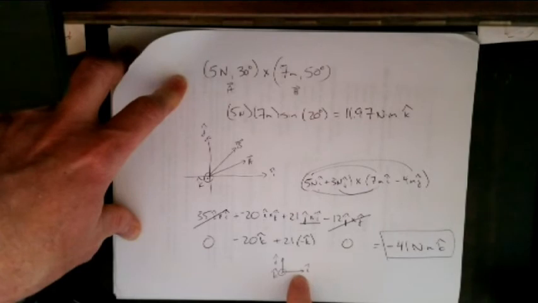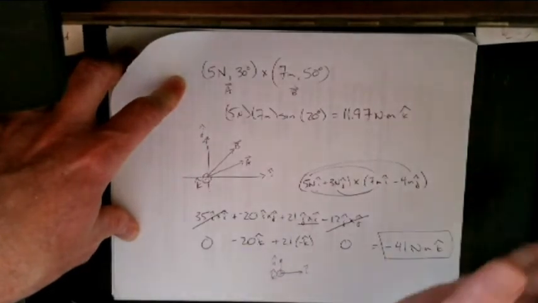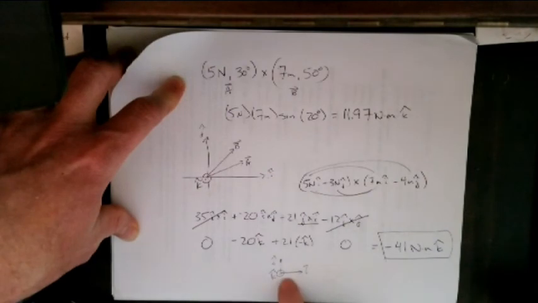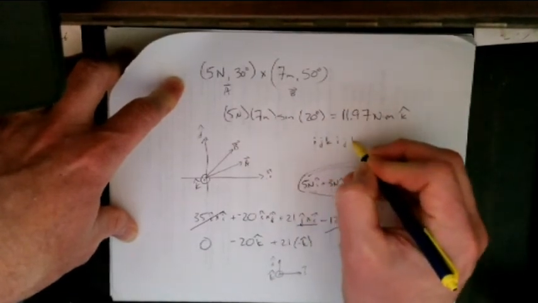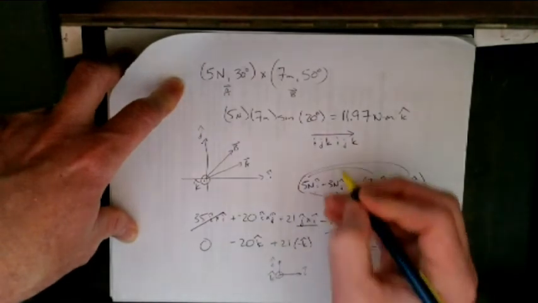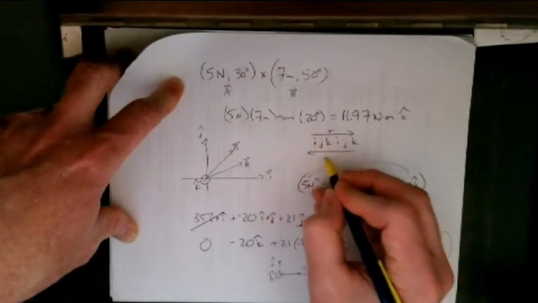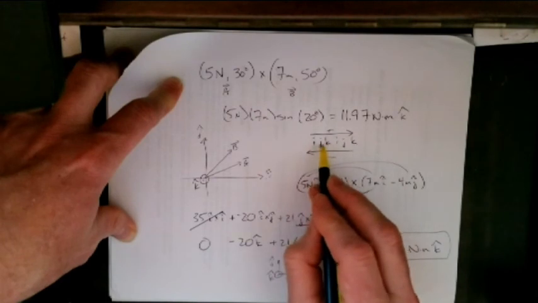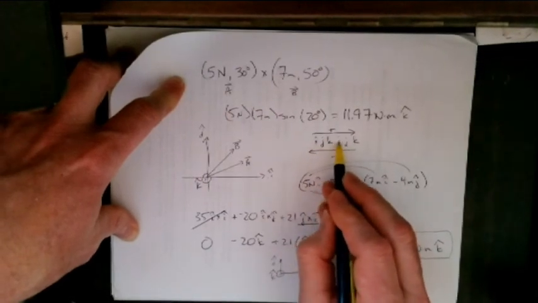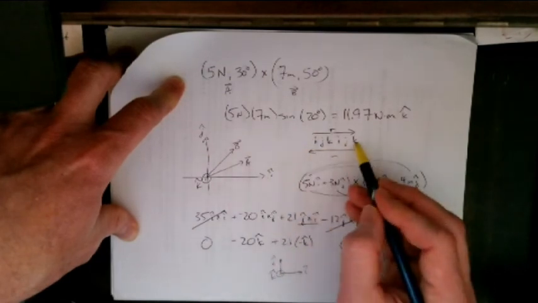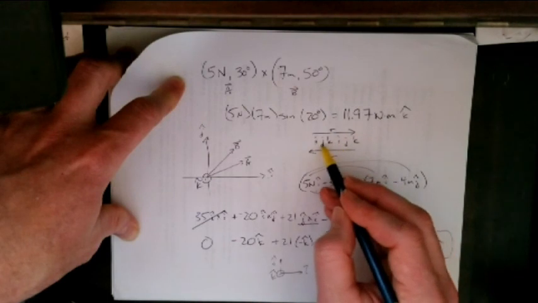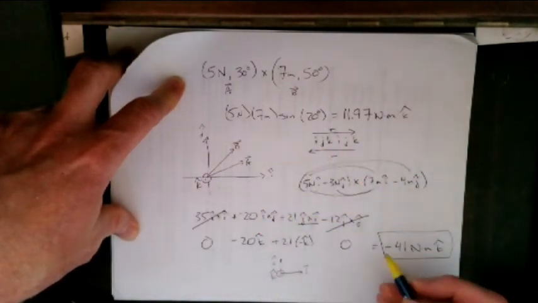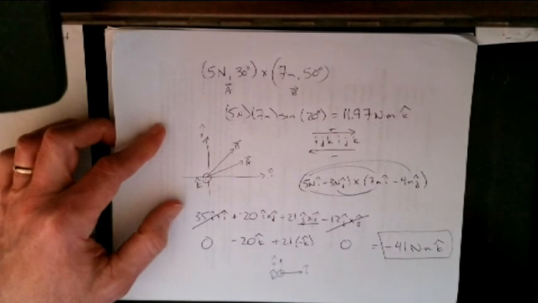The fact that when I use my right hand to do I cross J to be K is one of the reasons why this is called a right-handed coordinate system. And so if I write down I, J, K, and I'm going in this direction, it is a positive cross product. That direction, it is negative. So I cross J is K, J cross K is I, K cross I is J. Going the other way, K cross J is negative I, J cross I is negative K, I cross K is negative J. And that's just the quick and dirty on cross products.